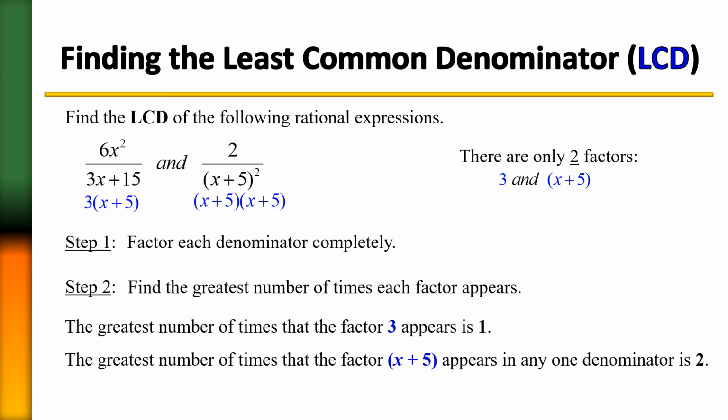And so when we put that all together, our LCD would be 3 times (x plus 5) squared, because you have two of them, because it appears at most twice. And there you have it. That's how you find the LCD.